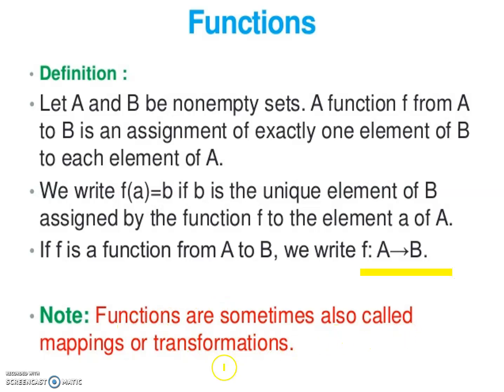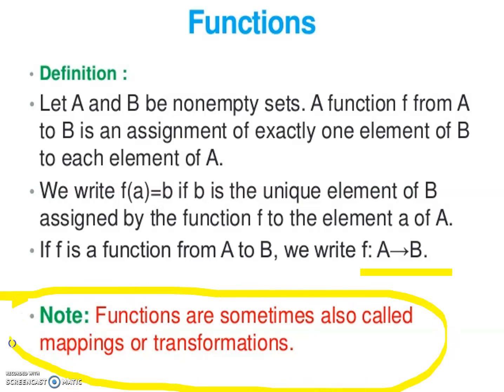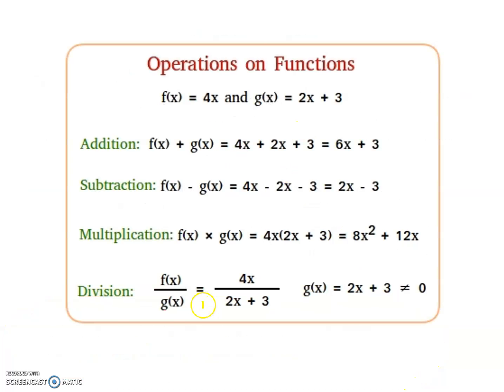Functions are sometimes called mapping or transformation. That is a very important concept we have to use. Transformation means what? We have to establish the relation between the contents of sets A and B. Be clear about that. A and B are non-empty sets. Non-empty set means at least one element is available in both sets, and a function is an assignment of exactly one element of B to each element of A. So we have exactly one element from the set B for at least one element from the set A. That is called the function definition.